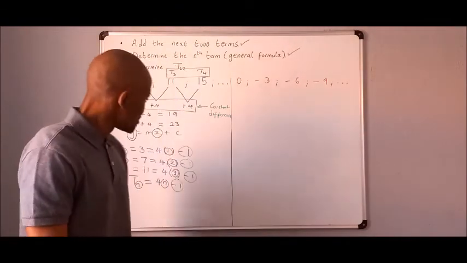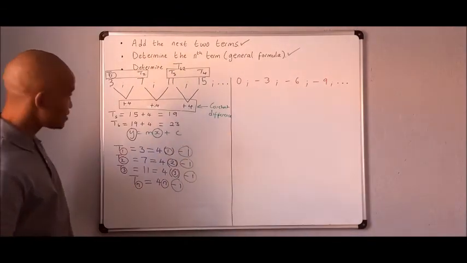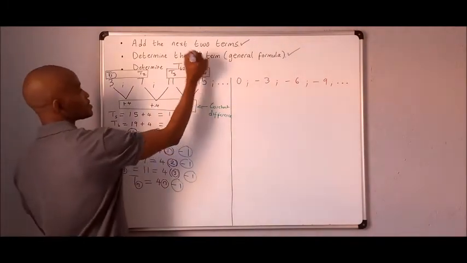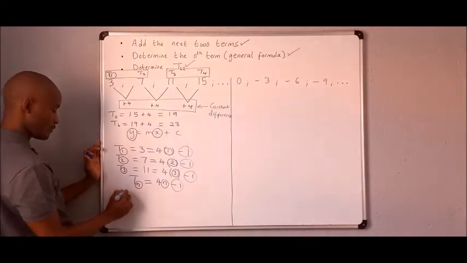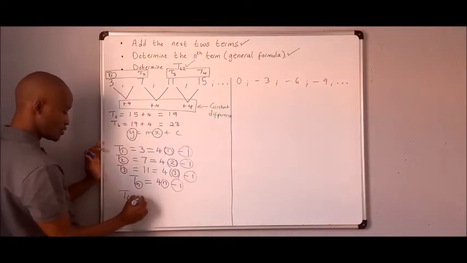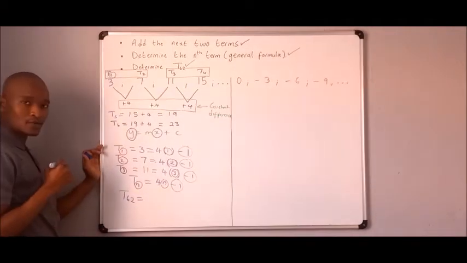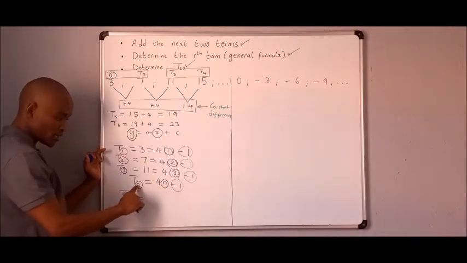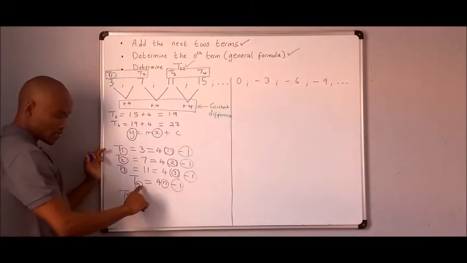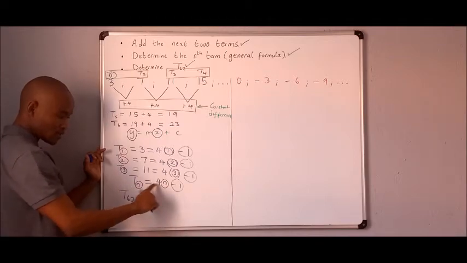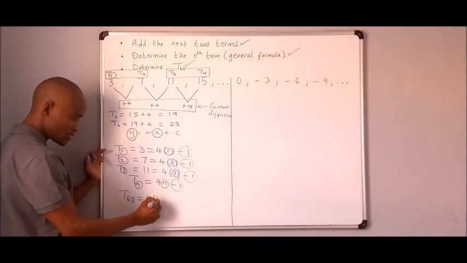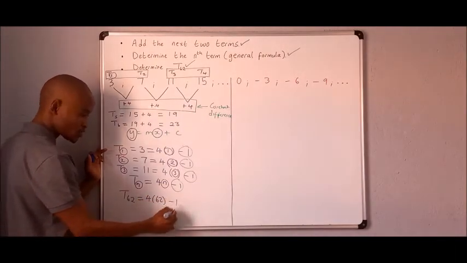So that's it, guys. Let's go to the last one. Determine term 62. Term 62, how can we use the general formula to get term 62? The substitution must take place from the left-hand side to the right-hand side. Our n is now 62. So we have 4 times 62 minus 1.